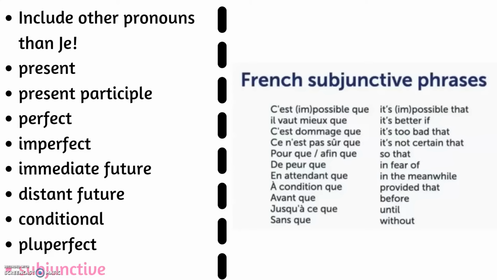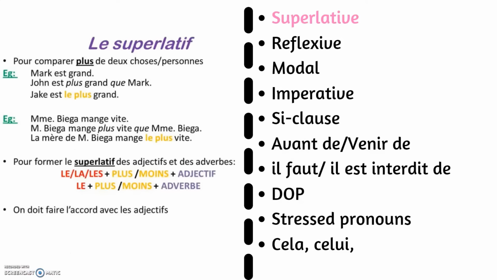Now we're going to look at the other side, so superlatives. Superlatives allow you to compare something. So you could say a person is more rich than someone else, or a person is less rich than someone else. And for more, it's plus, and for less, it's moins. Now, to compare different things, like John is taller than Mark, you would say Jean est plus grand que Marc. And the same thing applies.